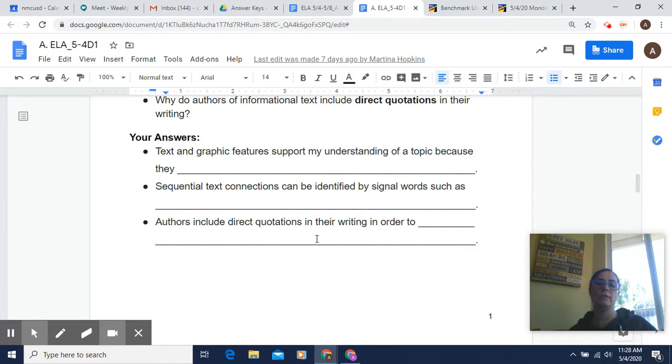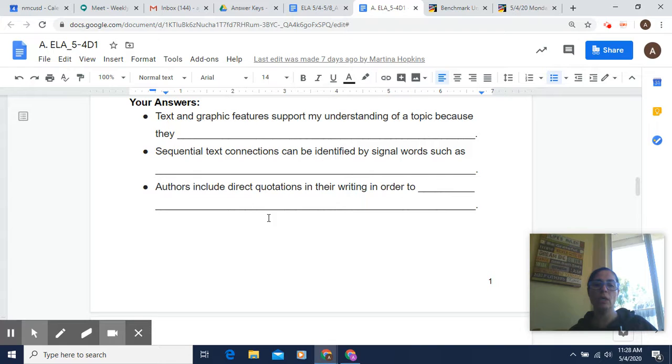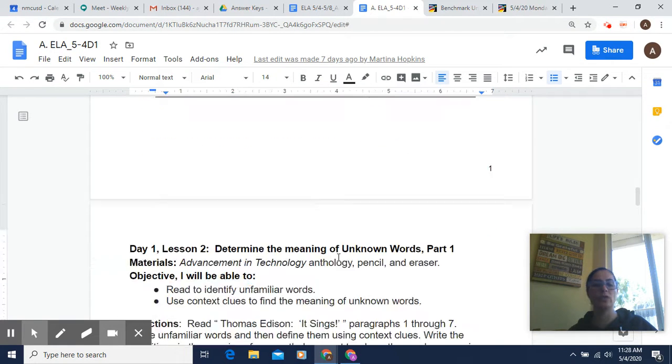Good job, Melanie. And Coral, will you tell me why they put in direct quotations? Yes, Coral, I think it's because they want you to know what were the exact words that that person said and helps you understand better.